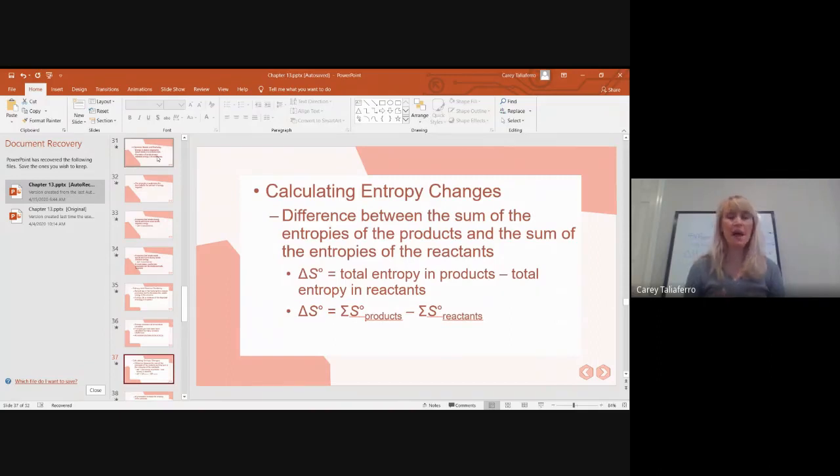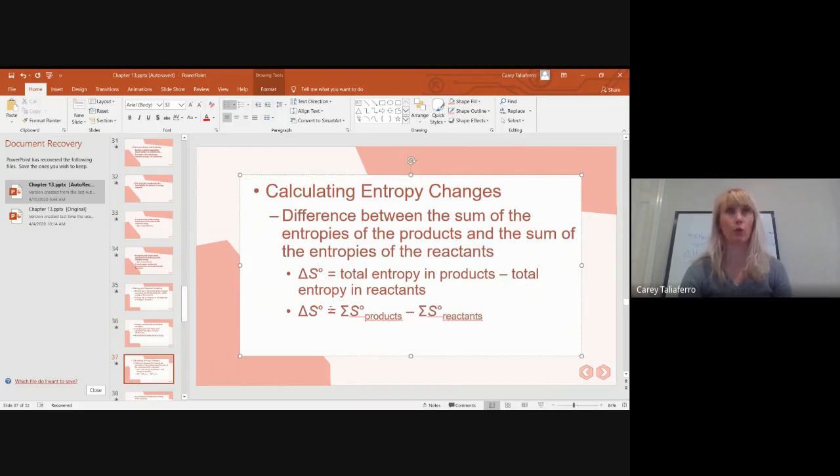Now we're going to use the same idea to calculate entropy changes as we did calculating enthalpy changes. We're going to take the difference between the sum of the entropies of the products and the sum of the entropies of the reactants. It's going to be products minus reactants. And these are standard conditions: 25 degrees Celsius, 1 atmosphere, or 298 Kelvin and 1 atmosphere.